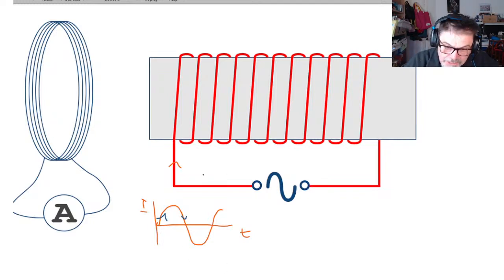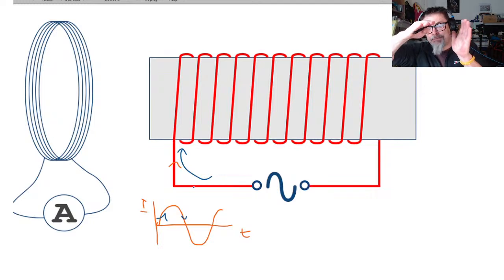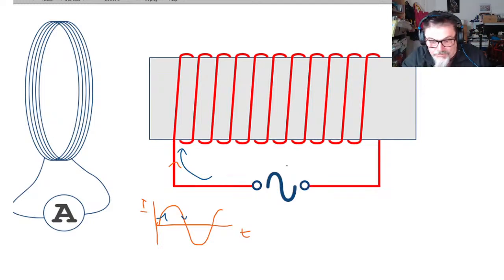So what's happening is the current is going first one way. It's building up its strength, if you like. It's getting bigger. It reaches a maximum. It decreases, reaches the middle point, swaps over and starts going the other way. So it's sloshing backwards and forwards, different speeds, different directions. That means that the magnetic field created by the solenoid is also constantly changing.